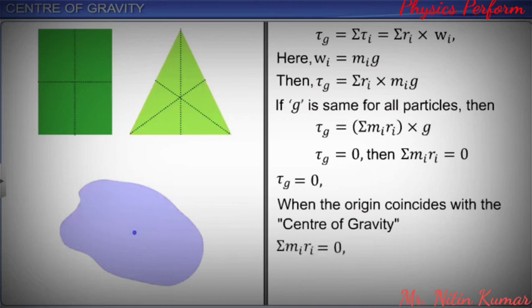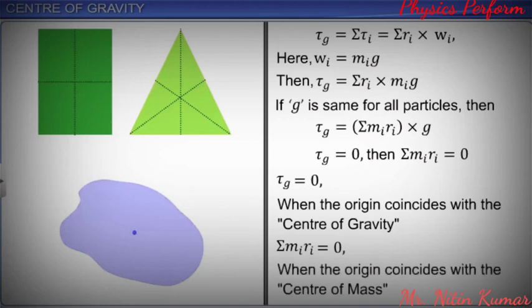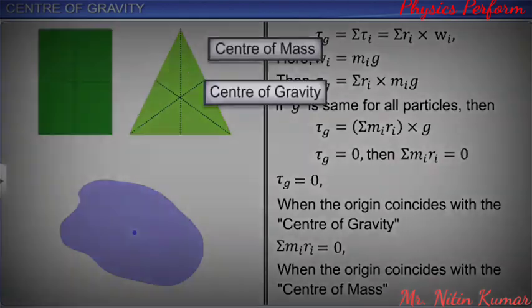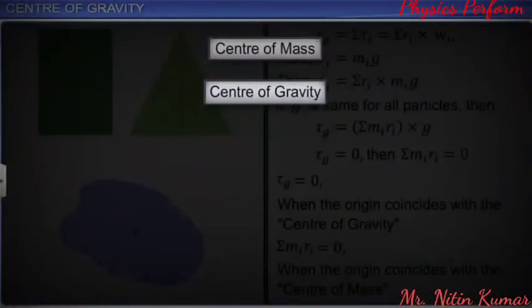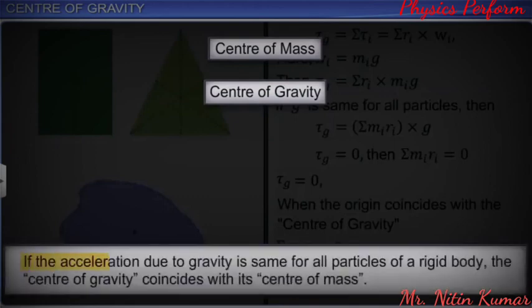The two concepts, center of mass and center of gravity, are different concepts. If the acceleration due to gravity is the same for all particles of a rigid body, then the center of gravity coincides with its center of mass. For bodies of small size, the methods used to find the center of mass can also be used to find the center of gravity.